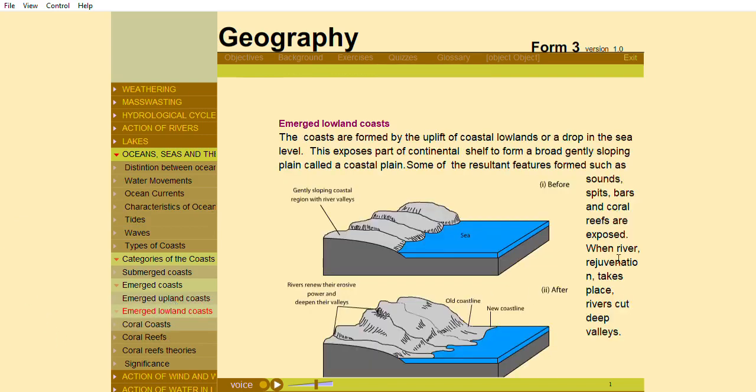Emerged lowland coasts. These coasts are formed by the uplift of coastal lowlands or a drop in the sea level. This exposes part of the continental shelf to form a broad, gently sloping plain called a coastal plain. Some of the resultant features formed, such as sounds, spits, bars, and coral reefs, are exposed. When river rejuvenation takes place, rivers cut deep valleys.